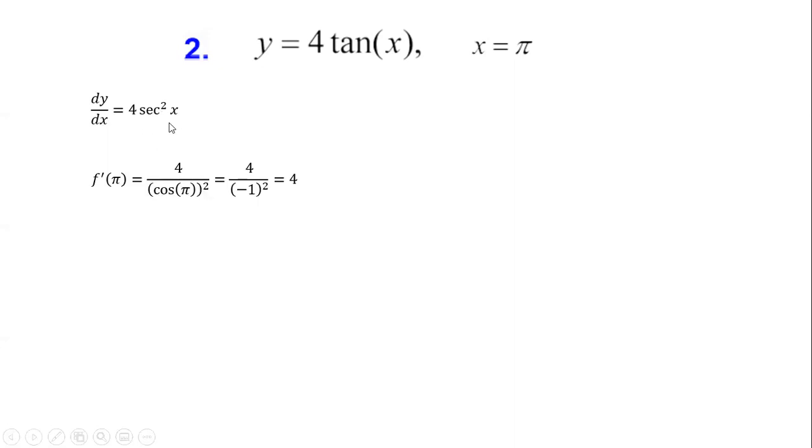That's the same thing as 4 secant squared of x. So we're talking about the cosine of pi, which is -1, squared. So that's 4 over -1 squared, which of course is just simply 4. That's my slope. That is my slope.